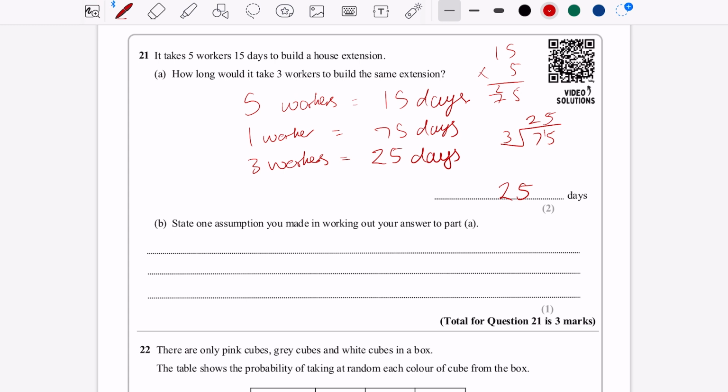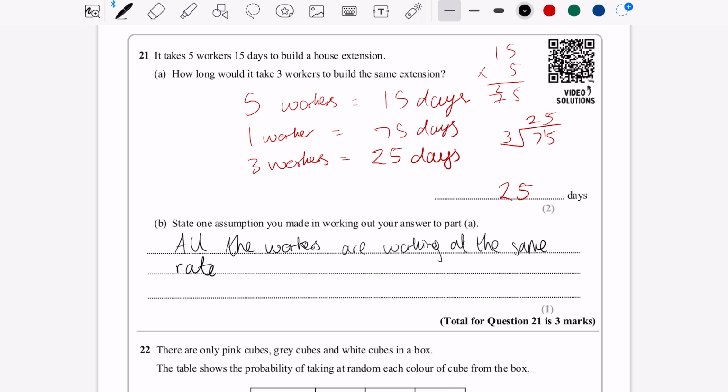In terms of an assumption I've made, I'm assuming that they're all putting the same amount of effort in. They're all working as hard as each other. So I would say something along the lines of all the workers are working at the same rate.